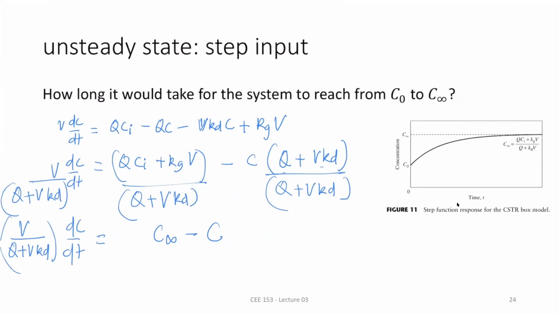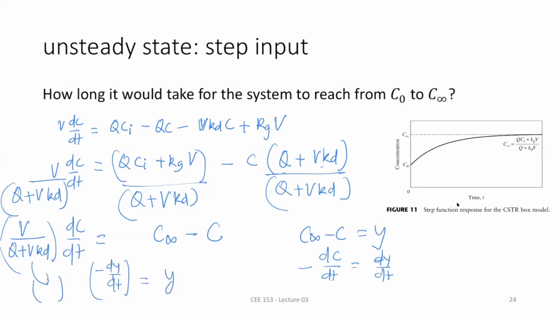Now what you do is, the same way as we did before, let's substitute C infinity minus C as y. That means if you take the derivative of the left side, C infinity is a constant, so that will be 0. So minus dC by dt is the same as dy by dt. If you plug this value into these equations, you get minus dy by dt times this term equal to y. So now it has become a lot easier for you to solve.